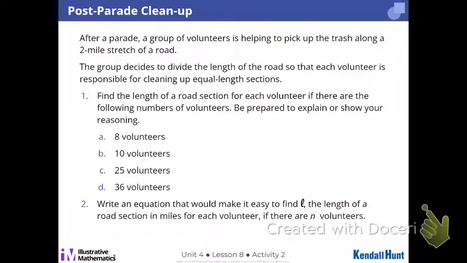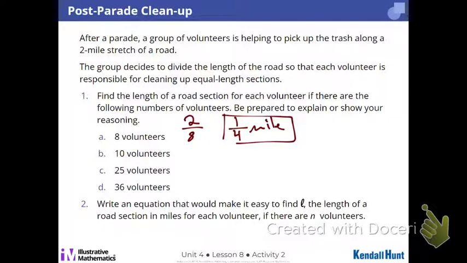What you need to do is find out how far these volunteers will have to clean up in the road, whether they have 8, 10, 25, or 36 volunteers, and then write an equation to show what you did. Who can tell me how they got how far we'd go with 8 volunteers? Sean? I did 2 divided by 8, which is 0.25. So you split up those 2 miles among 8 people evenly, a quarter mile each.